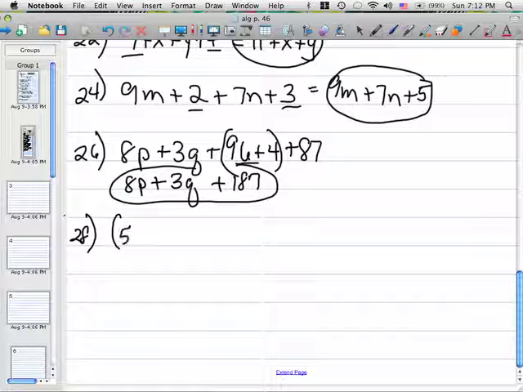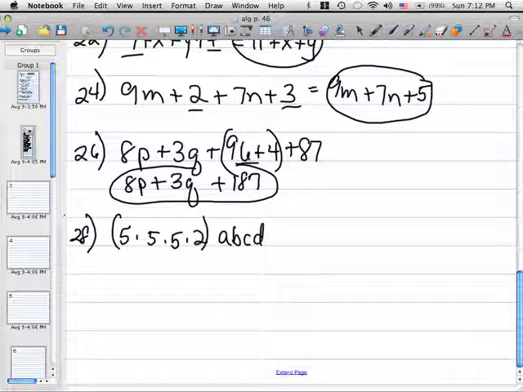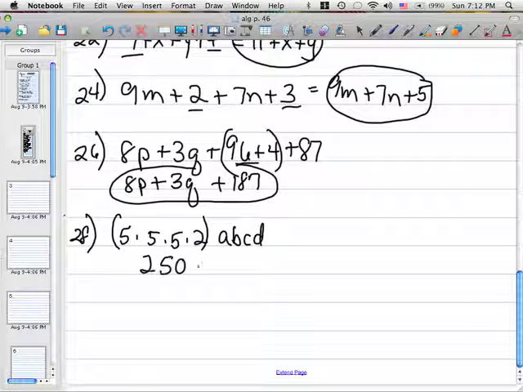28, you can move the 5s together, and then times the 2, and then A, B, C, D. 5 times 2 is 10, and 5 times 5 is 25, so 25 times 10 is 250, A, B, C, D.